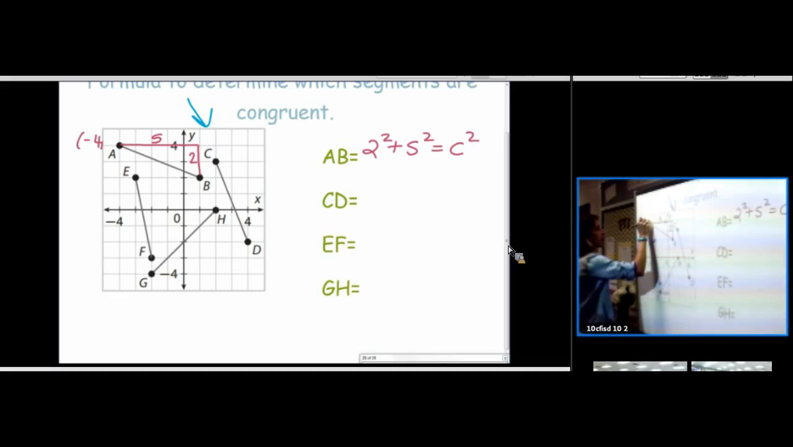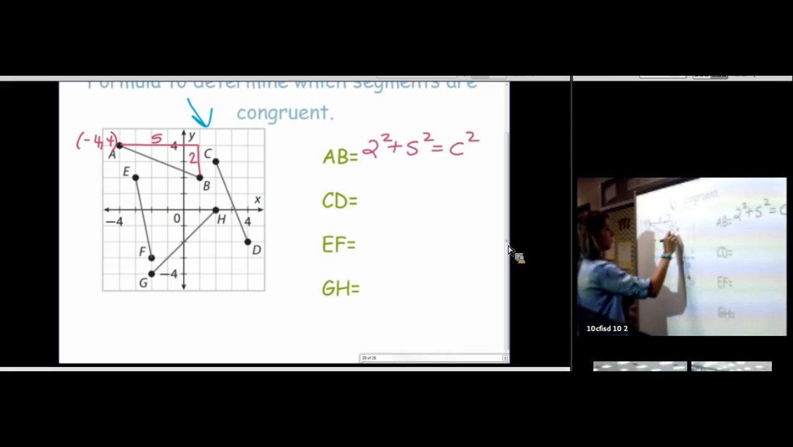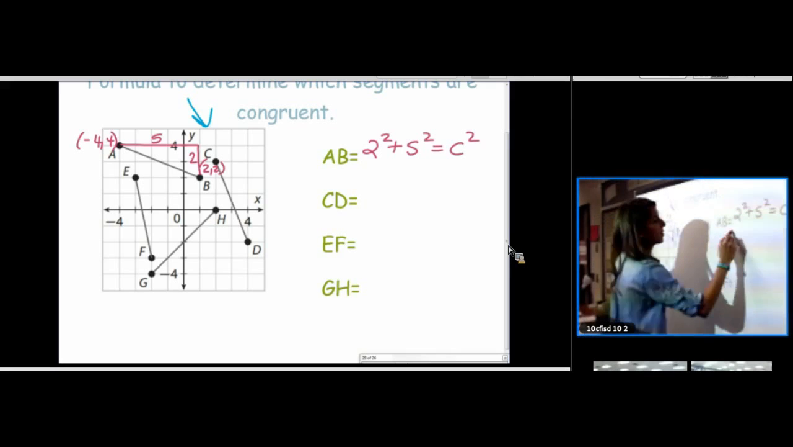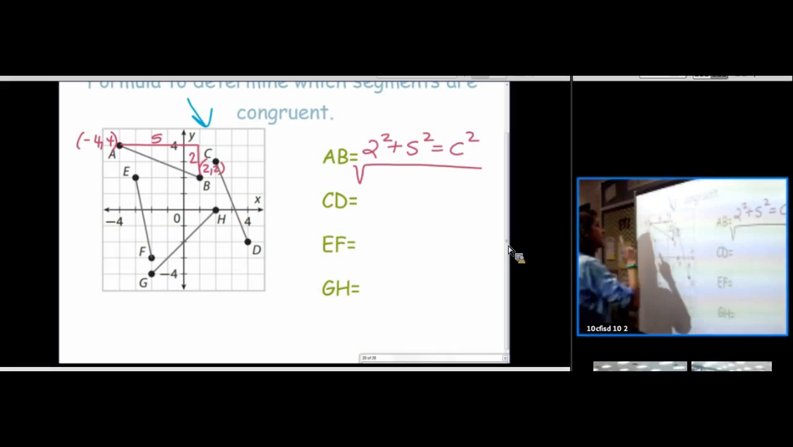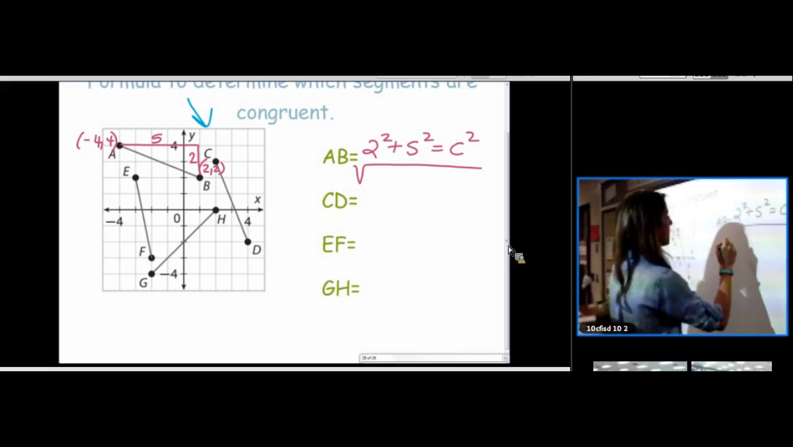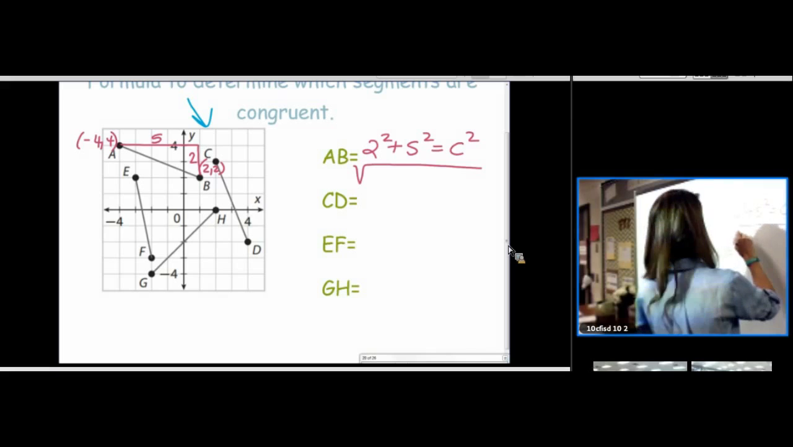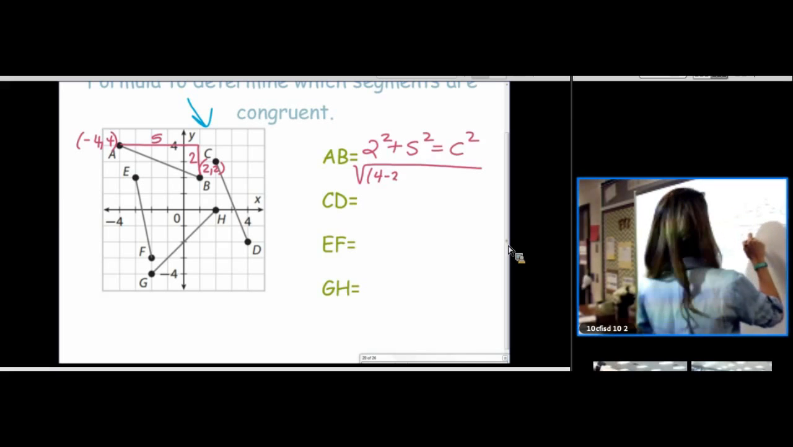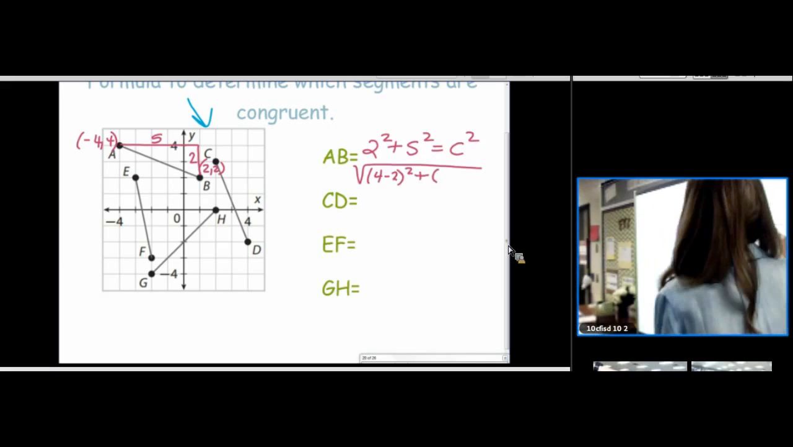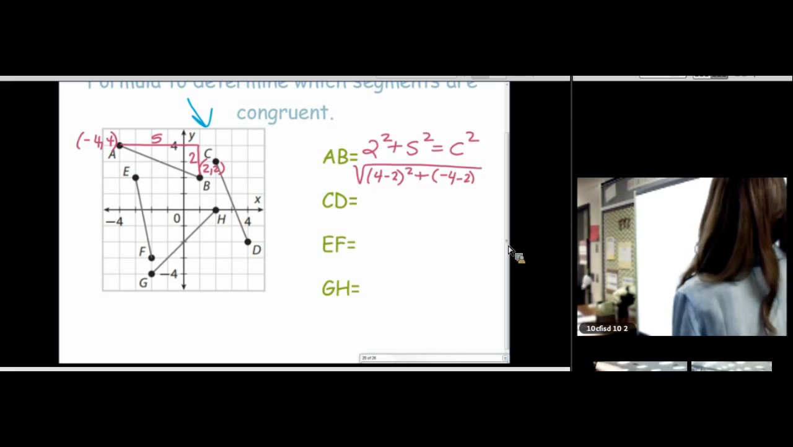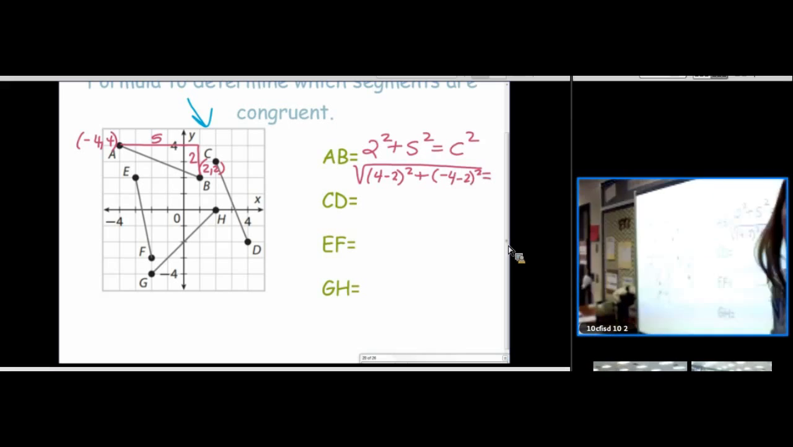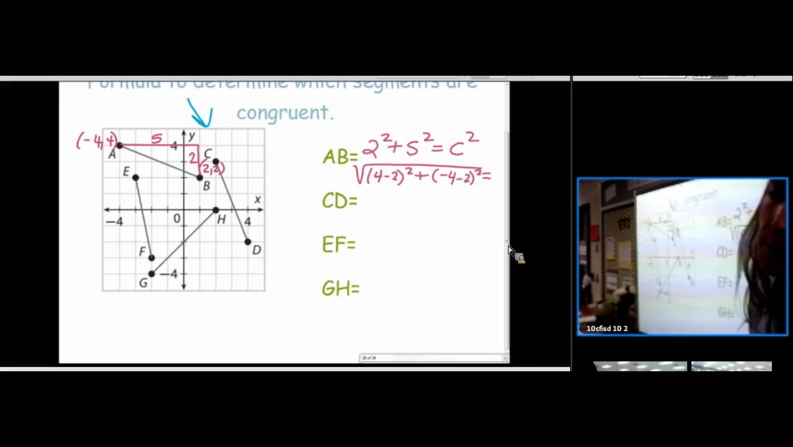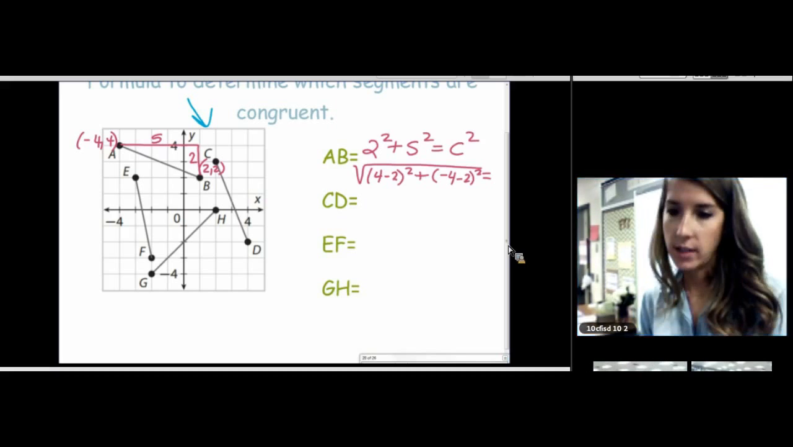The coordinate of A is -4, 4, and the coordinate of B is 2, 2. So I want to show you what it would look like. I could also do this. I could do, it doesn't matter which one comes first, the x's or the y's. 4 minus 2 squared plus, and that would get me the same answer. So when you have a segment on the coordinate plane, you could either do Pythagorean theorem or distance formula.